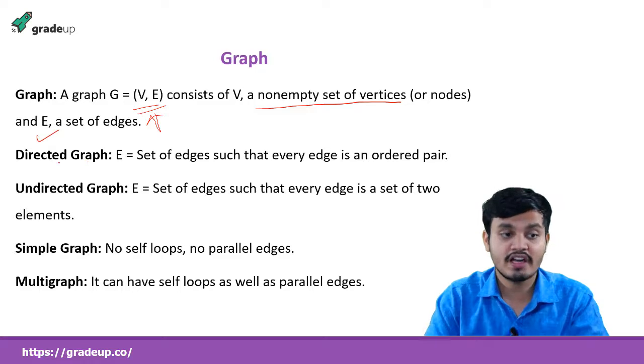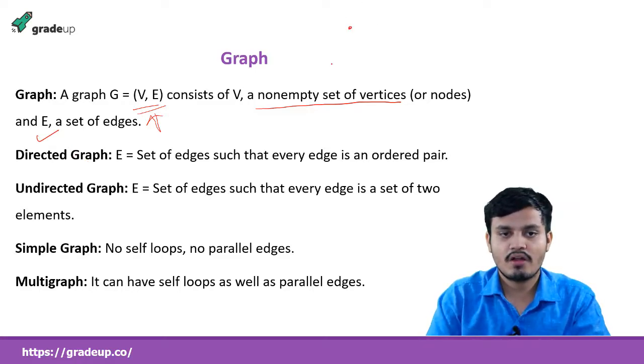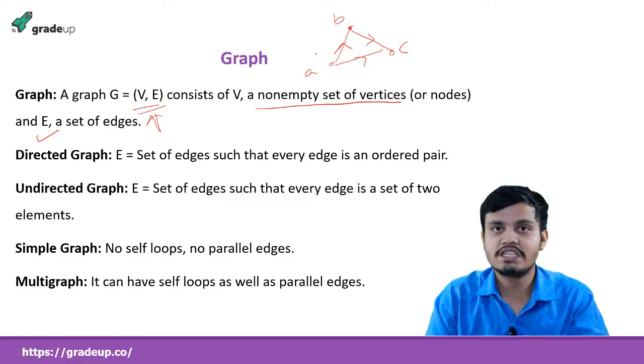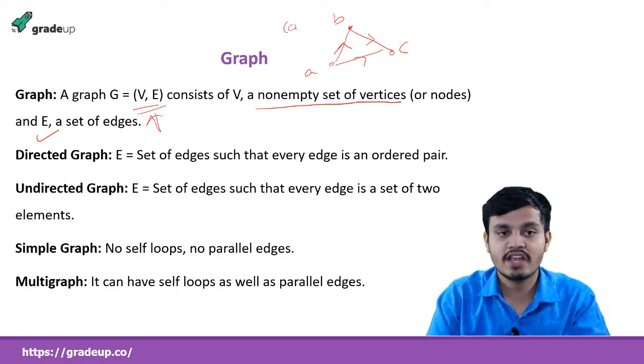What is a directed graph? In a directed graph, for example, this one. Here, if you see in this graph, there will be a directed edge, this one, and every edge is an ordered pair. I will write this edge as A comma B. That means it is starting from A and ending at B. So it is an ordered pair.